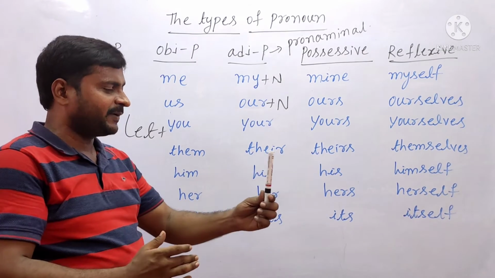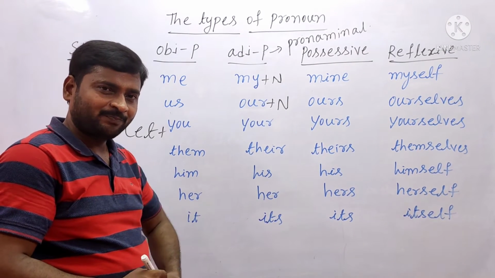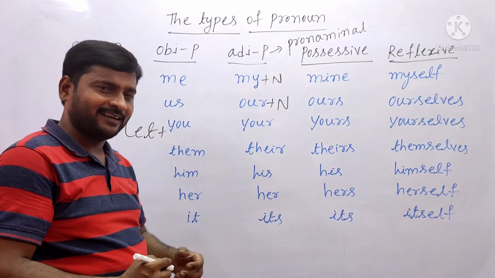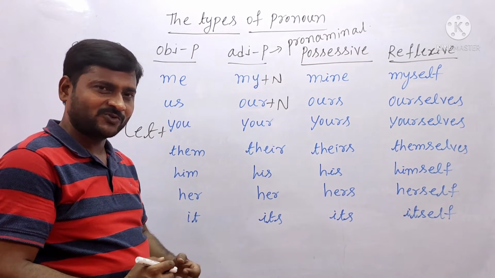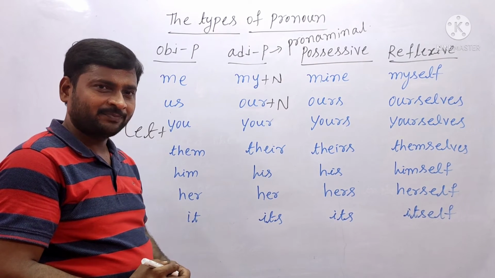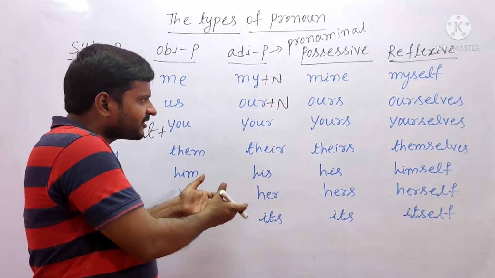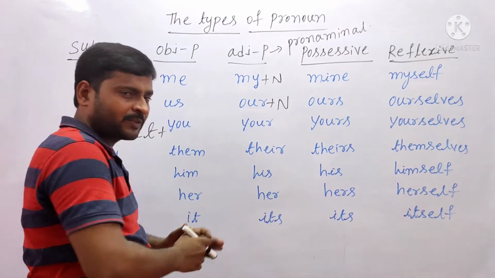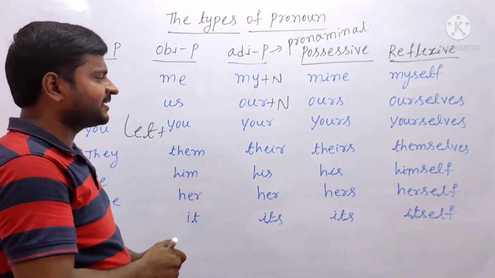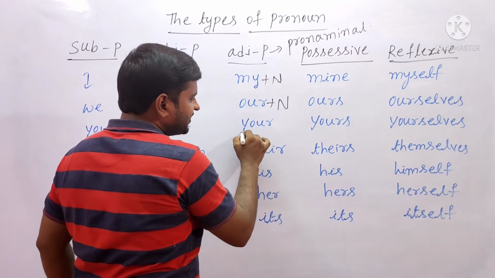For example, my pen, my shirt, my mobile, my style, my method, my approach, my technique, my logic. All these expressions you can say follow the adjective pronoun. Basically, this is how they are used in the sentence in the usage of parts of speech.